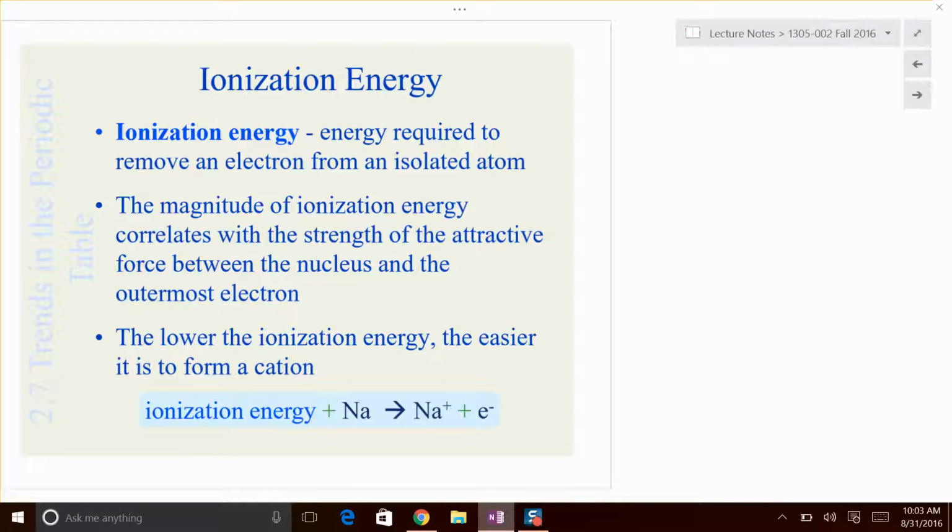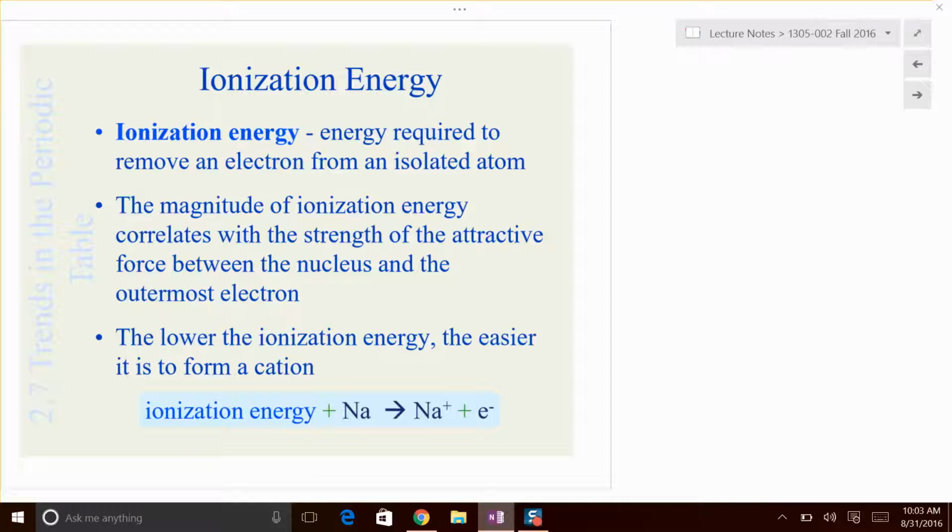So, to remove an electron from fluorine, fluorine doesn't want to lose electrons, right? It wants to gain electrons. So if you want to try to remove an electron from fluorine, you're going to have to use a lot of energy to do it, because it doesn't want to give away its electrons. High ionization energy. As I move away from fluorine, the ionization energy decreases.